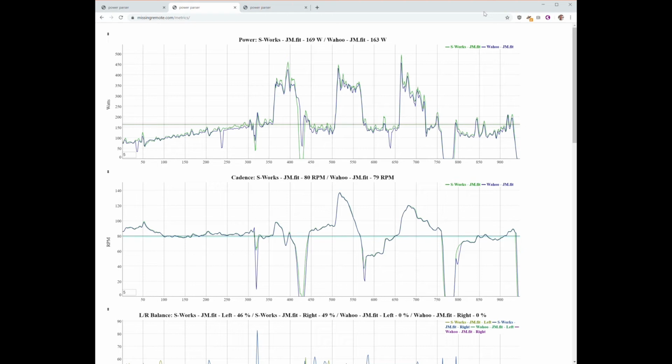Hello, this is Andrew. This is the second part of the look at the Specialized S-Works Power Crank Power Meter. In this video, we're going to look just at the power numbers compared from the S-Works Power Meter to the Wahoo Kickr.